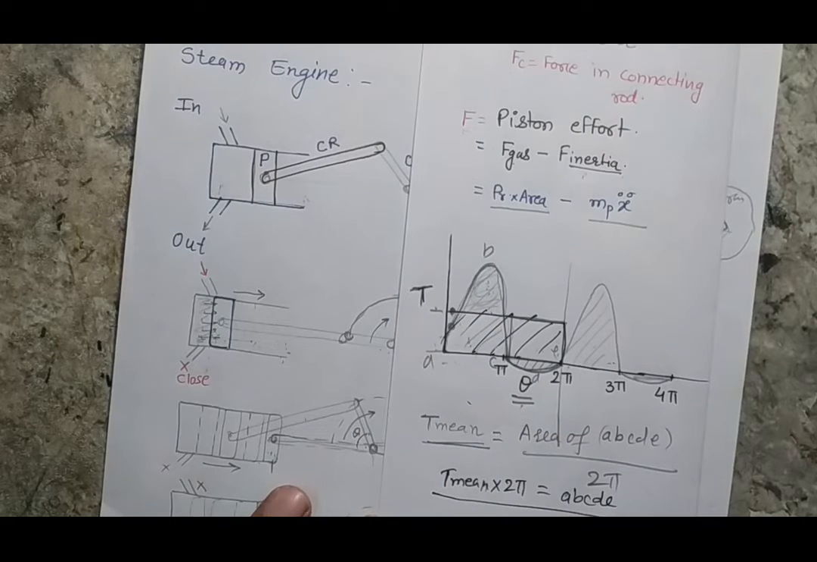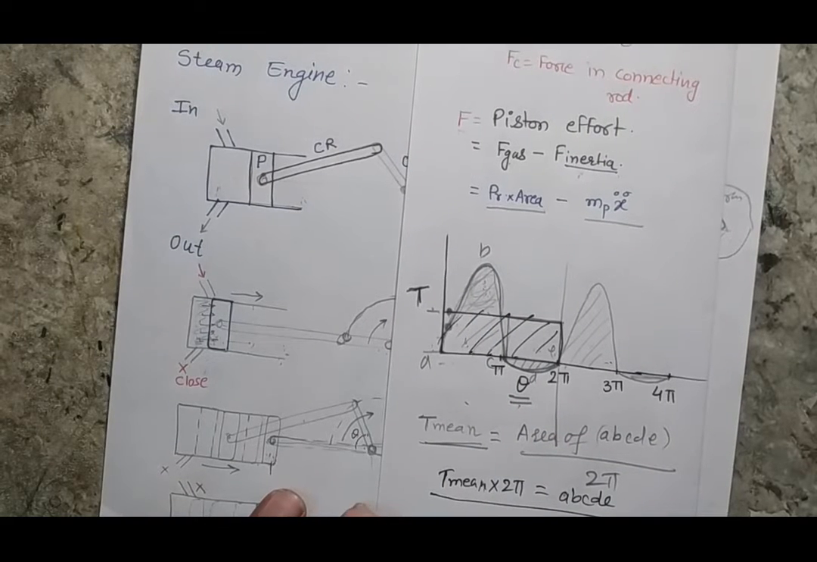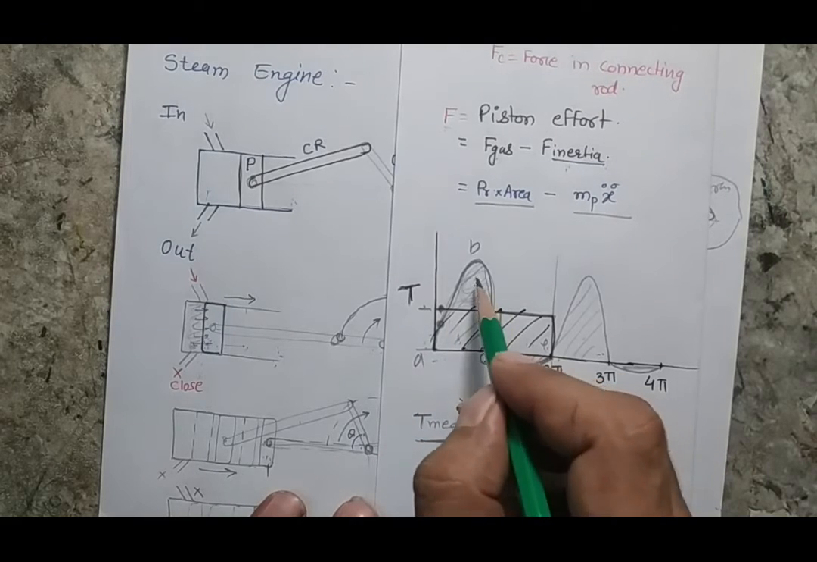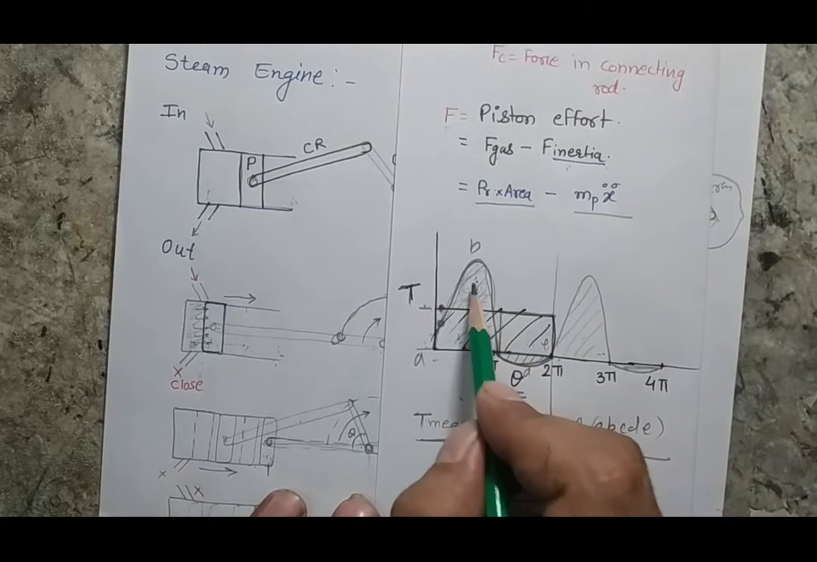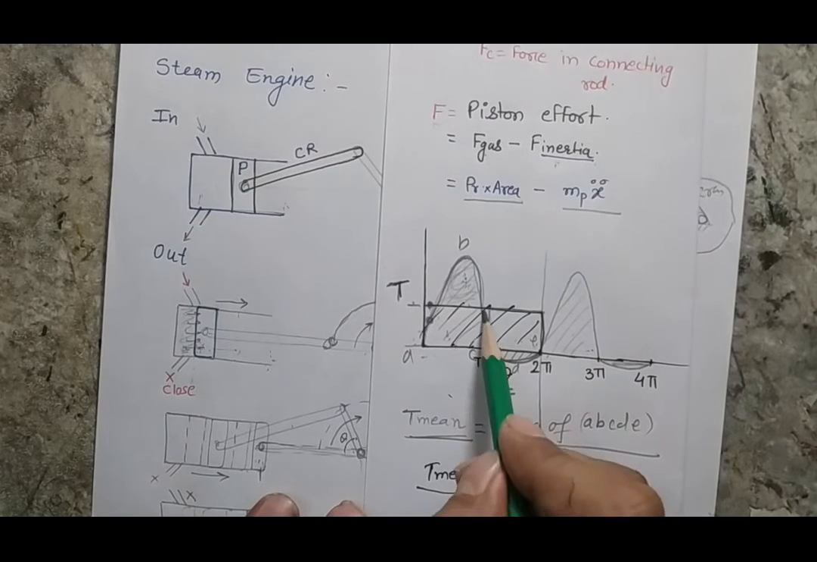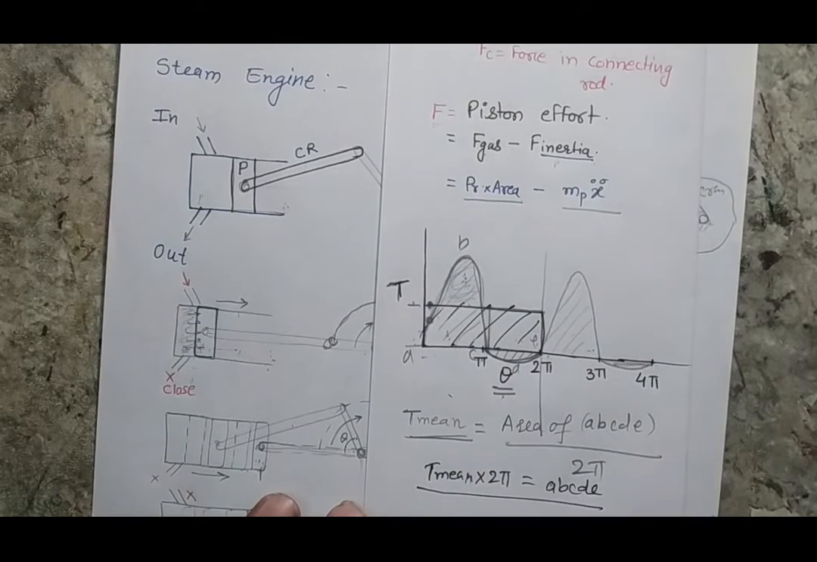So if I see the speed of the engine, what will happen to it? During this process there is a surplus energy to the system, so the speed of the engine, or the speed of the flywheel, will increase. For this motion there is negative work, or work has to be drawn from the flywheel, so the speed of the flywheel will decrease.